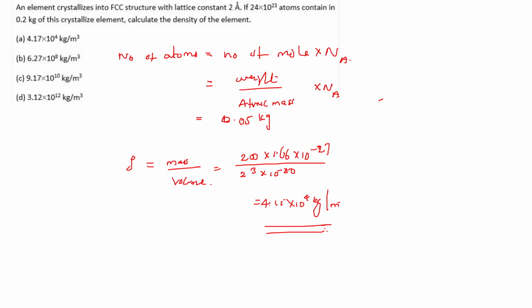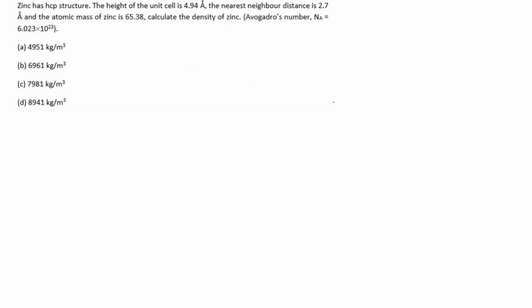Then we get 0.1. What you have to find here is the atomic mass. Number of atoms is given already, 24 into 10 to the power 23. Weight is also given. Avogadro number is given, so atomic mass you will get is 0.05 kilogram. Then substitute that here in mass by volume. Now let us go to the other problem.